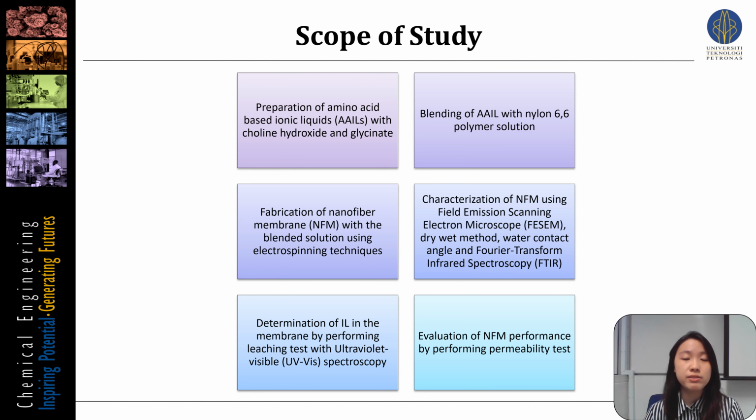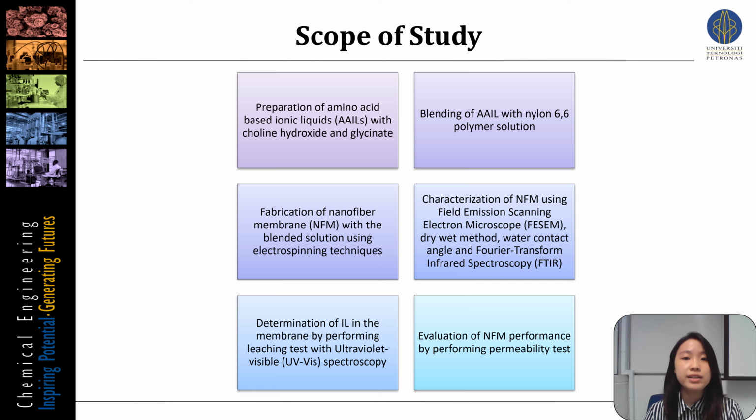So this is my scope studies, which includes preparation of amino acid-based ionic liquids with choline hydroxide and glycinate. Second, blending of amino acid-based ionic liquid with nylon 66 polymer solution. Third, fabrication of nanofiber membrane with the blended solution using electrospinning technique.